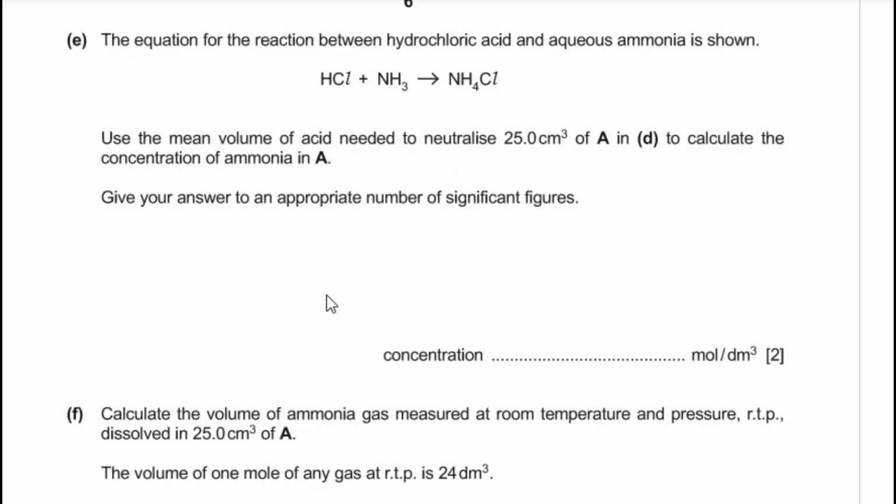Use the mean volume of acid needed to neutralize 25 cubic centimeter of A in D to calculate the concentration of ammonia in A. Remember that for calculating concentration or volume, we have the formula n equals CV over 1000. As C is to be calculated and the number of moles is given in the equation, we would rearrange the formula. This 1000 is being divided here. When shifted to the other side, it would multiply with the number of moles, n into 1000. As volume was being multiplied, when it is shifted to the other side, it would be divided.